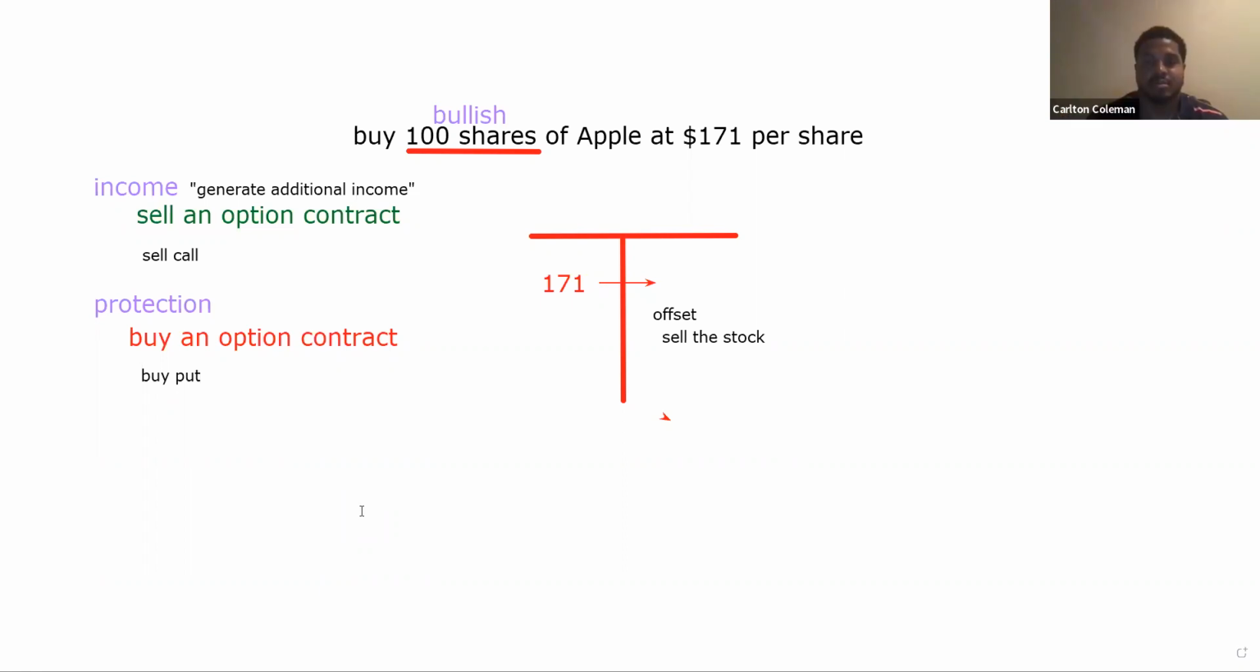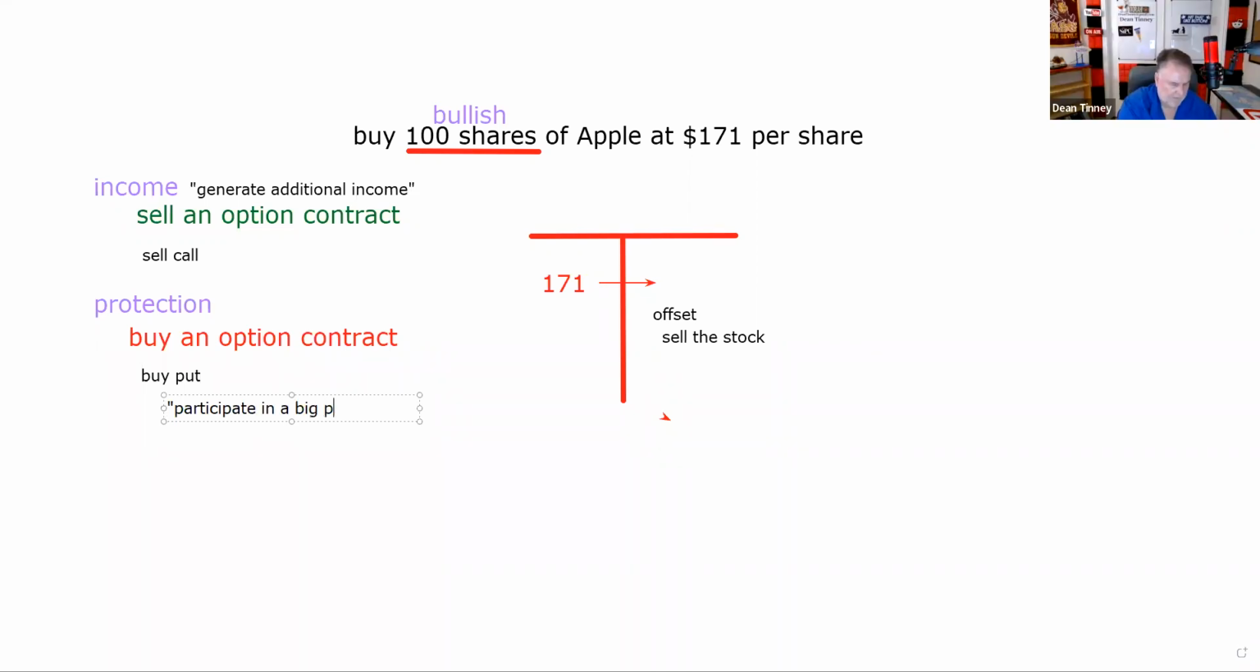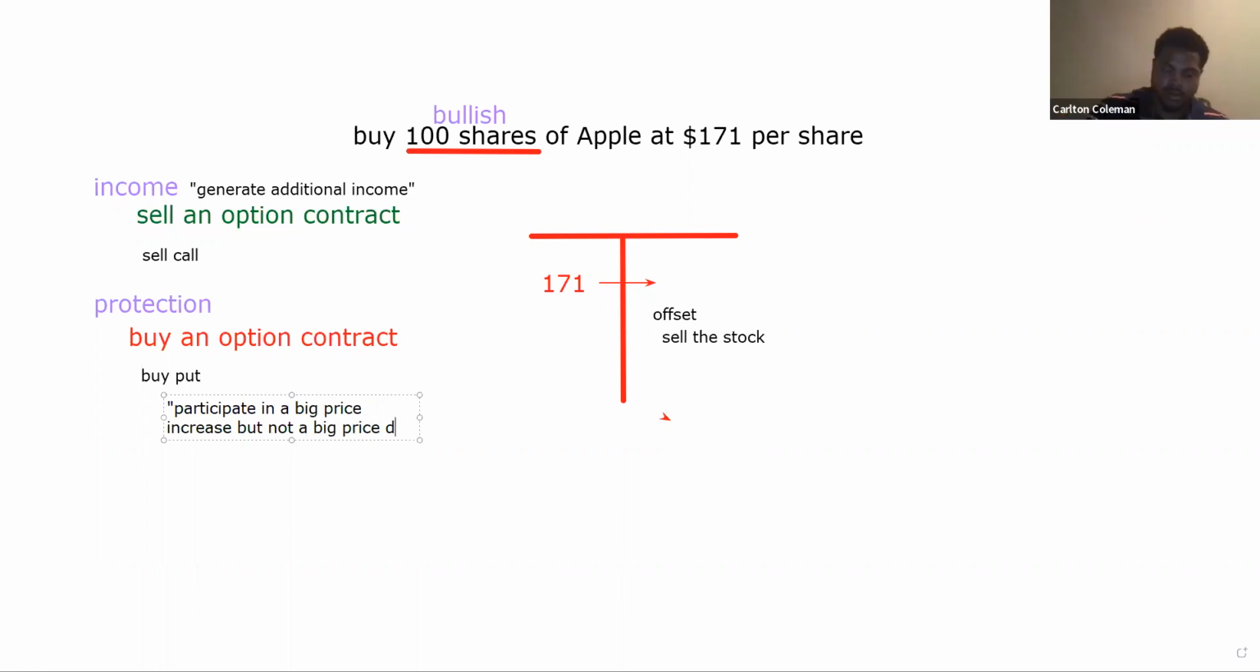And now what you also might want to be able to do though, is put in a floor. You might be interested, in terms of suitability, in being able to participate in a big price increase, but not participate in a big price decline. You might want to put in a ceiling on a big price increase, but not a decline. So what you might want to do is put in a floor. Construction costs money. Now, remember what's going on here is the stock is driving the position.